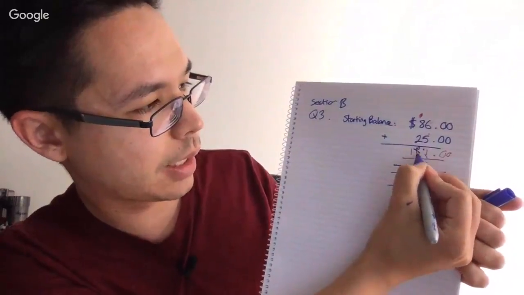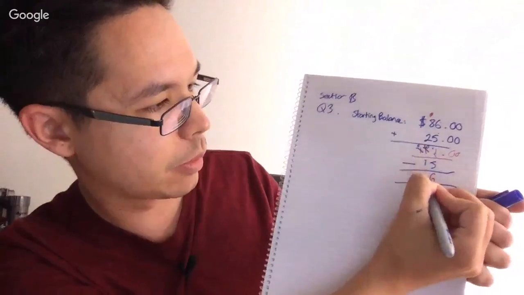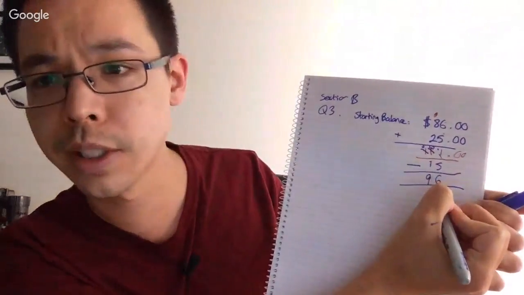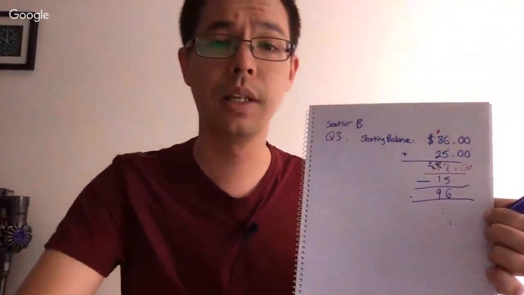0 take 1, well, I can't do that, so I'm going to borrow again. So that's going to be 0. That's going to be 10. 10 take 1, that gives me 9. So I got 96 for the next one, and so on. And that's how you are basically going to fill in question 3.